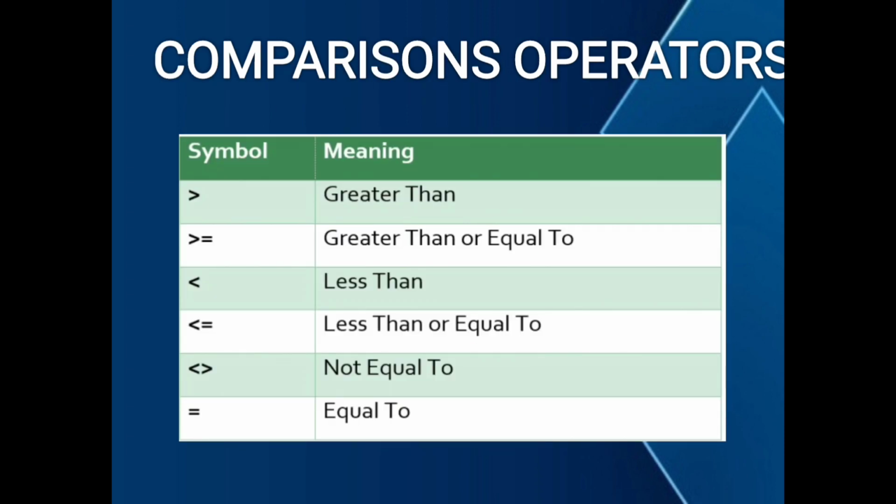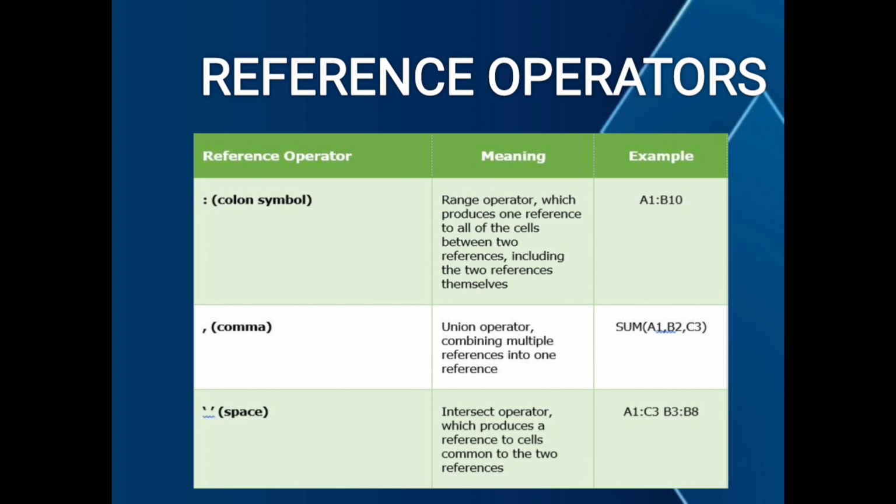Okay, next is comparison operators. So comparison operators basically contain greater than or equal to, less than or equal to, not equal to, equal to. Okay, and the fourth one is reference operator. So basically reference operator contains colon. Okay, so the range operator includes a range from two cell references like C5:D5, okay, like A1:B10. So it basically specifies a range from two cell references.